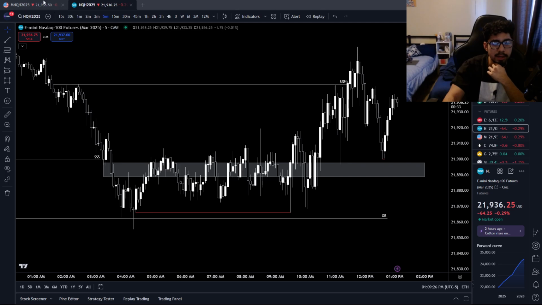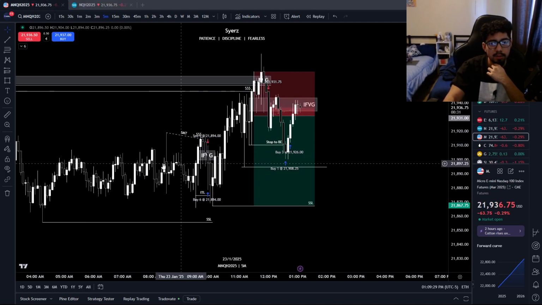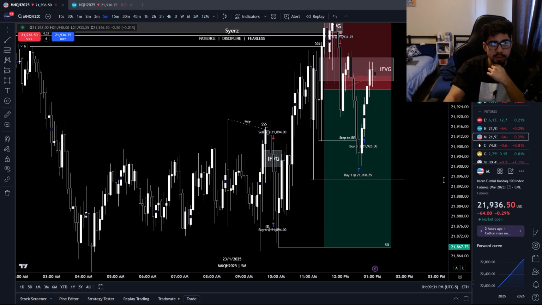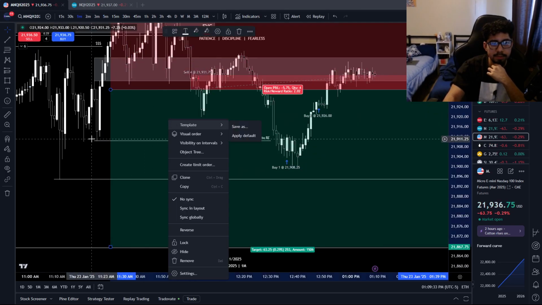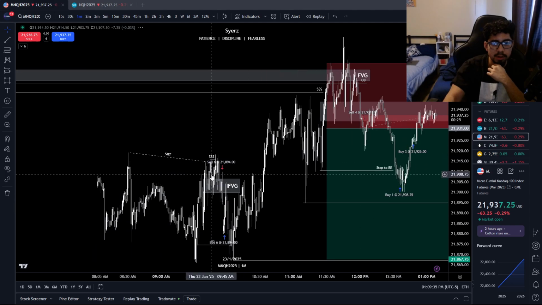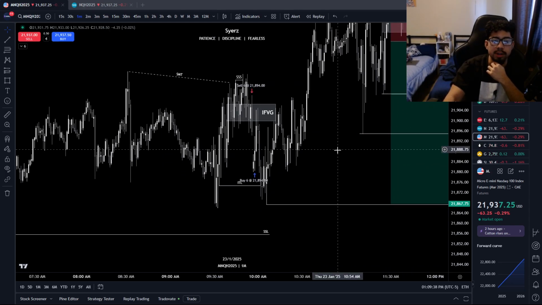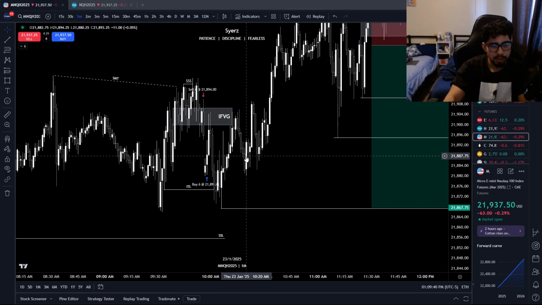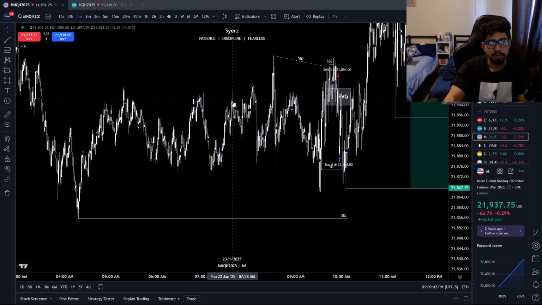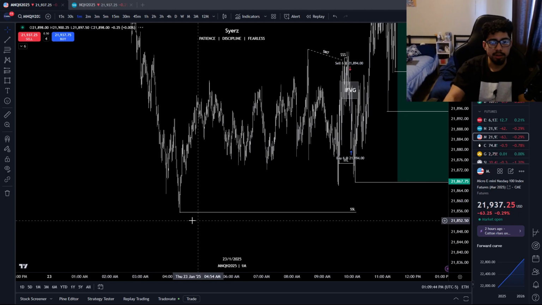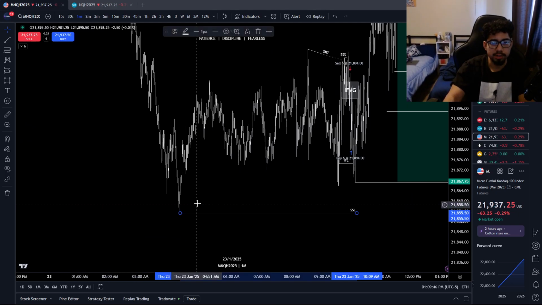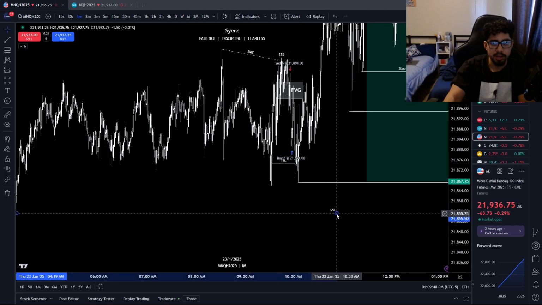The first setup that I did end up taking today was actually a short. So if you guys look over here on the 1 minute time frame, I ended up taking two trades today. So the first one was this short right here. I was looking for price to come back down and then take this sell side liquidity that we left, which is pretty much the London session lows. So I wanted these lows to get tapped into today.